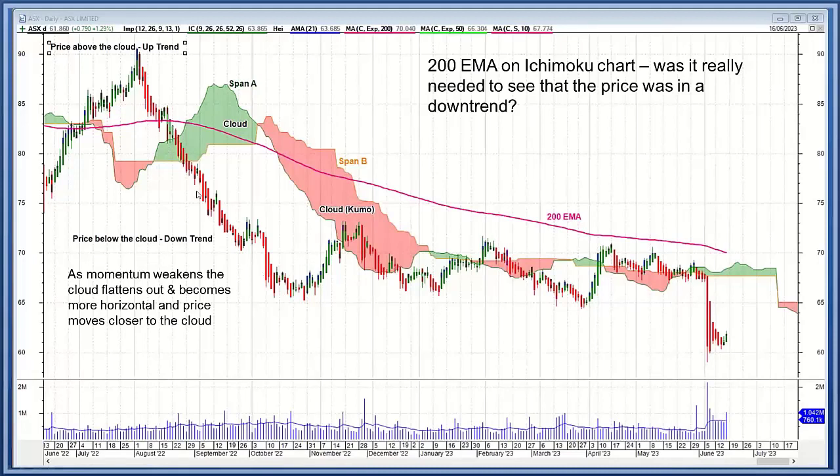We can see that the momentum weakens as it flattens out, and as it gets more horizontal, the price gets closer to the cloud, which is a sign of reaching support. Everything seems to bounce back to the average, a la Bollinger Bands, etc. They work on the same principle.